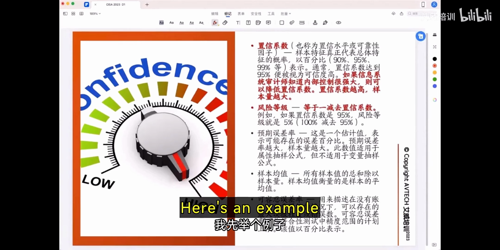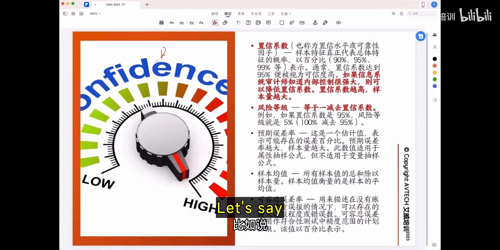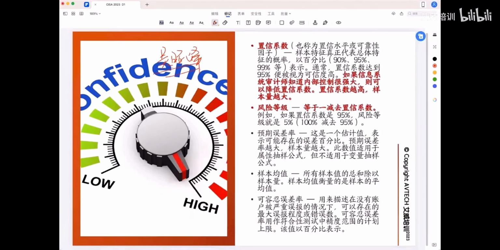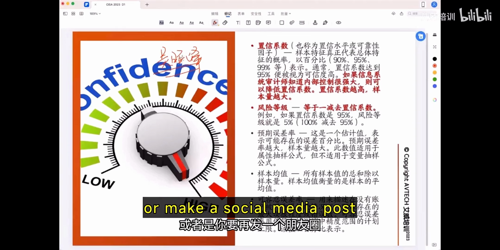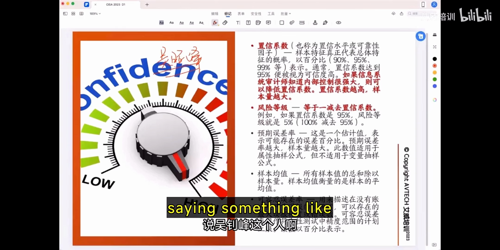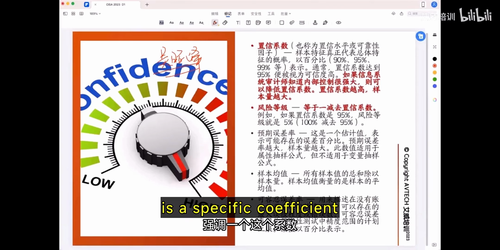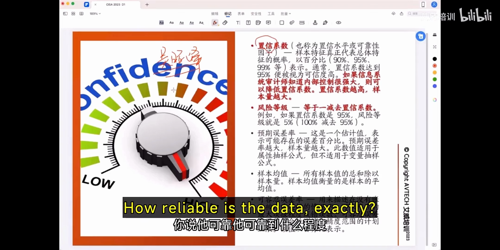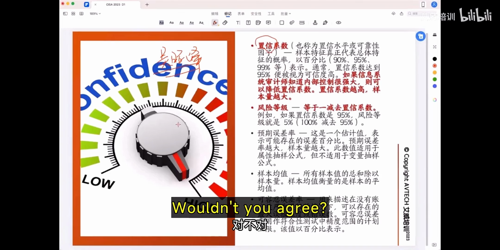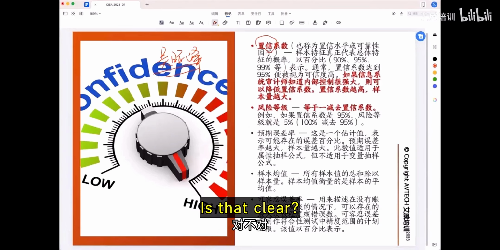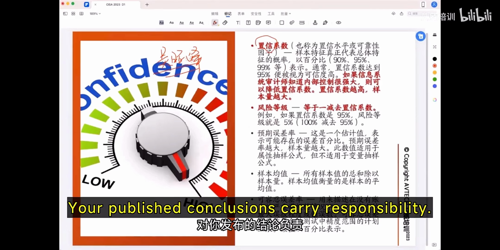Here's an example. Let's say, if you were to recommend me, Wu Xiaofeng, to your friends, or make a social media post, saying something like, Wu Xiaofeng is highly reliable, trustworthy, and a person of integrity. Here's the thing. In auditing, what we need to focus on is a specific coefficient. How reliable is the data, exactly? Wouldn't you agree? When asserting data reliability, you must be accountable for your assessment. Is that clear? Your published conclusions carry responsibility.